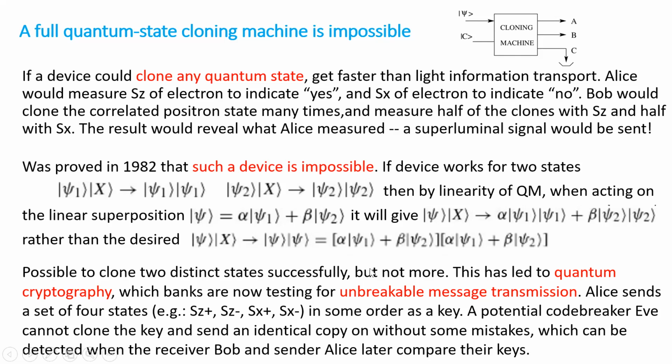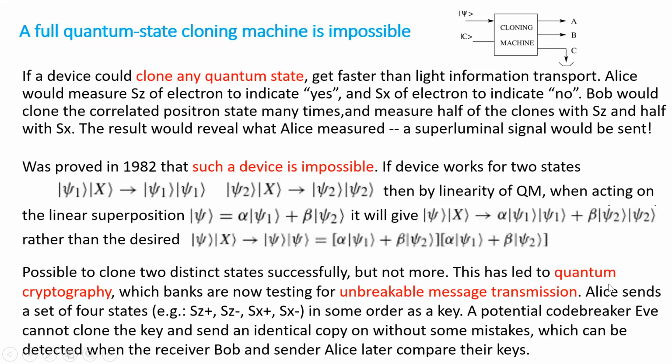This has led to a really interesting field, quantum cryptography, which banks, among others, and governments are now testing for unbreakable message transmission. We have codes right now based on RSA encryption, and they're based on huge prime numbers. But those prime numbers can be factored, and while those RSA codes are very secure, they're not completely secure. But these quantum protocols would be, in principle, unbreakable.